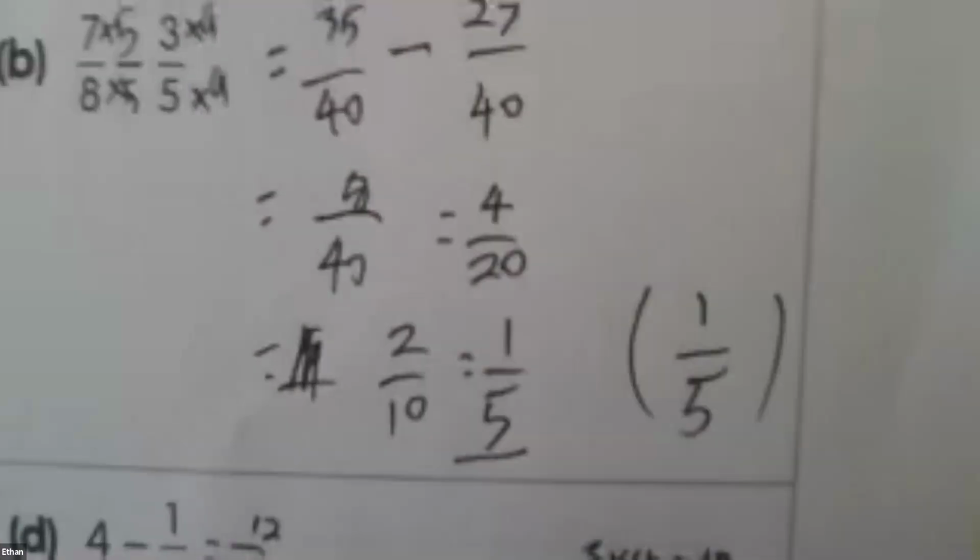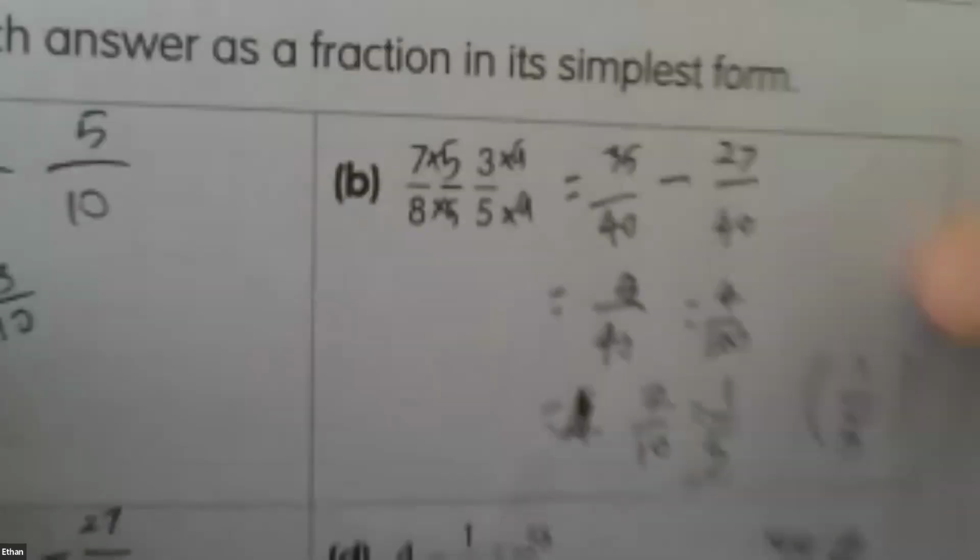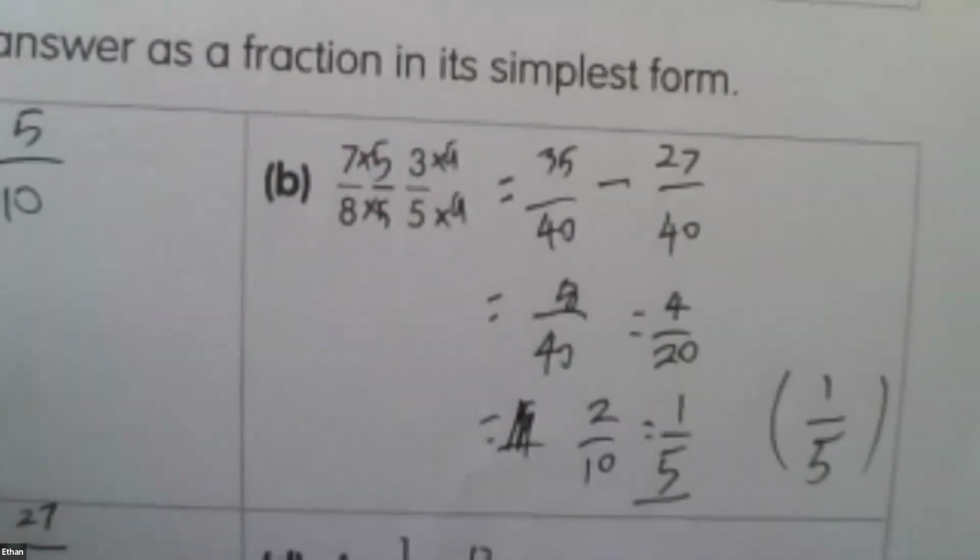Ethan, you are pointing out 1/5. Which question is that? For B? Can we see yours? Let's see. 8 times 3 is 24. 7 times 3 is 21. And what about this 3/5? You converted 3/5 wrongly. Oh. Okay, Ethan, where is Ethan here? Okay. Oh, okay. Here's his answer for this one.